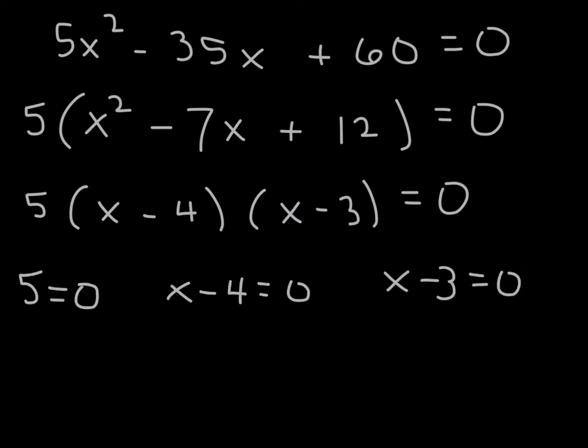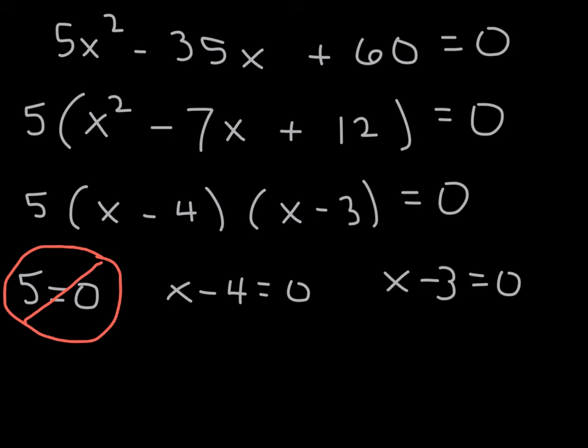Now, this is the zero factor property that you and I just used, because after all, this factor times this factor gives you 0. That must mean by logic that one of these factors must be equal to 0. Now, this first statement here is silly. It's extraneous. It doesn't make sense. 5 is not 0, so I kind of disregard that one.